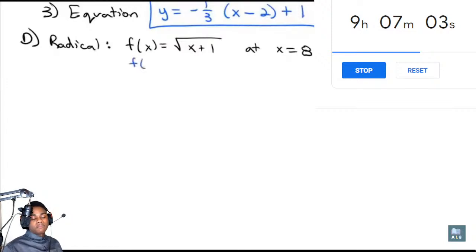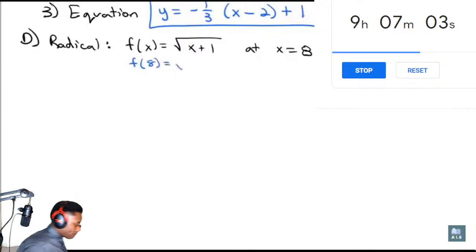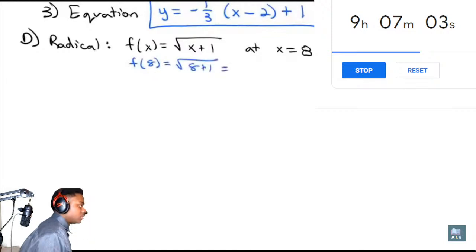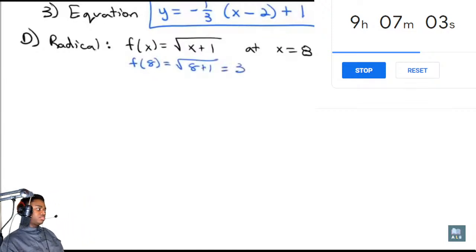So to do that, we first need to know the y-coordinate. So f of 8 is equal to the square root of 8 plus 1. 8 plus 1 is 9. Square root is 3. So we're talking about the point 8, comma 3. We have two ways to find the derivative. We're going to do both here so you can see how they both work out.